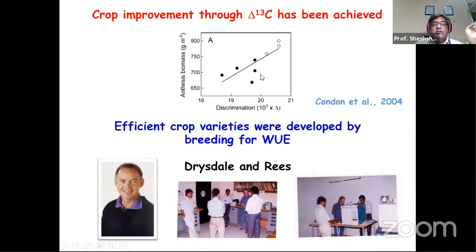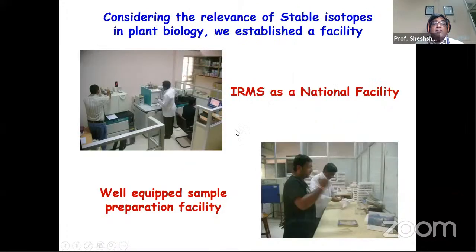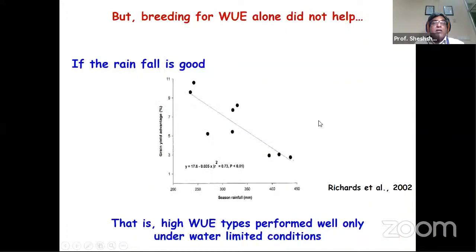Australians have done this excellently, and Graham Farquhar and Richard Richards, who visited my lab, and we worked together. This technology was used to develop a good number of high yielding varieties under very water limiting conditions, like Drysdale and Rees. But there is always this problem, and this is a facility that we have in Bangalore. Whenever it is possible, you're welcome to visit, and we can always make measurements on samples.